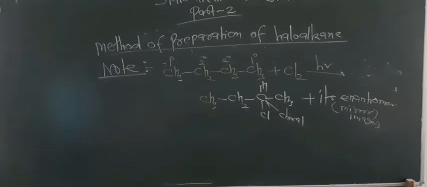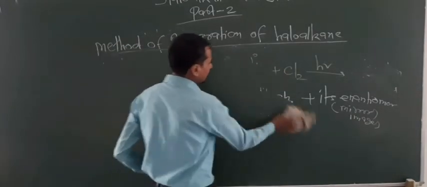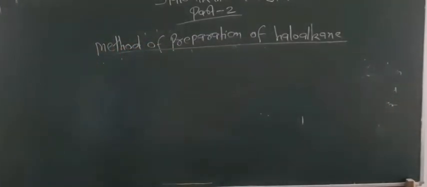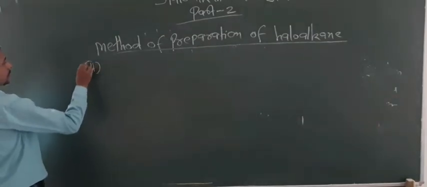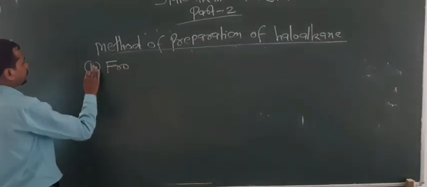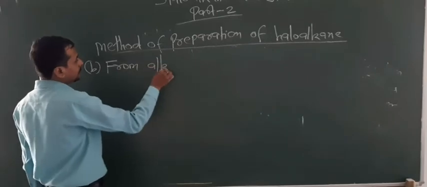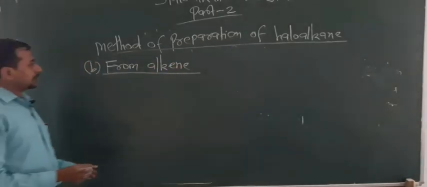Now students, come on to the next preparation. So these are all the things about free radical halogenation of alkane. This is very important from the examination point of view. Now students, let us focus on the second preparation, that is from alkene. So look at here, what happens in case of alkene.